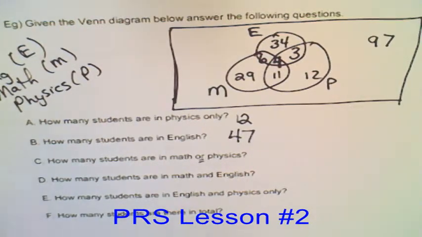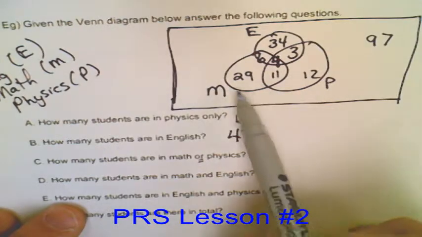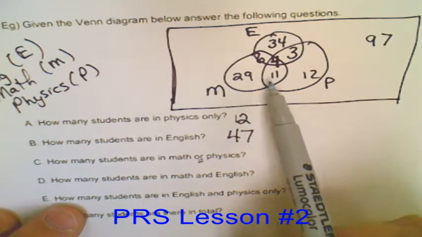B, how many students are in English? Well, that's this whole circle here, the 34, 6, 4, and 3. Keeping in mind it's not saying English only, it's saying all of this. I'm just going to add this up. 34 plus 6 is 40, plus 4 is 44, plus 3 is 47. So I end up with that.